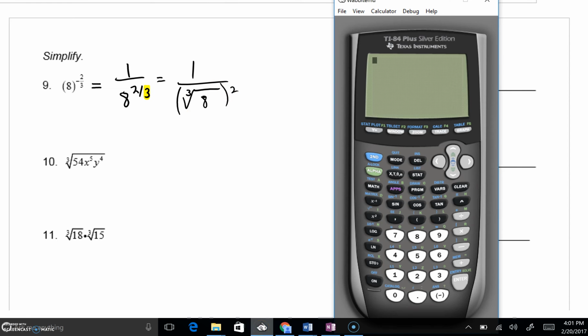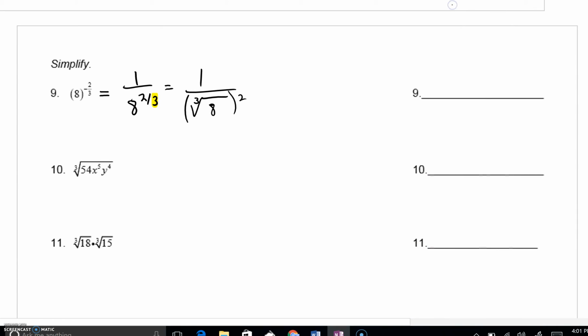Now the cube root of 8, what you can do very fast is just hit math and come down here to number 4 and quickly see that the cube root of 8 is actually a 2. Wonderful. You can say this is 1 over, that's really 2 to the second. 2 to the second is, in fact, 1/4. That's going to be your final answer.